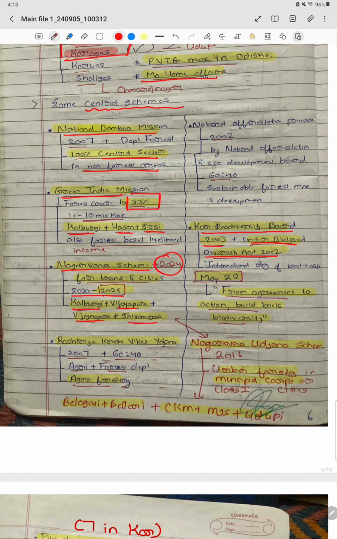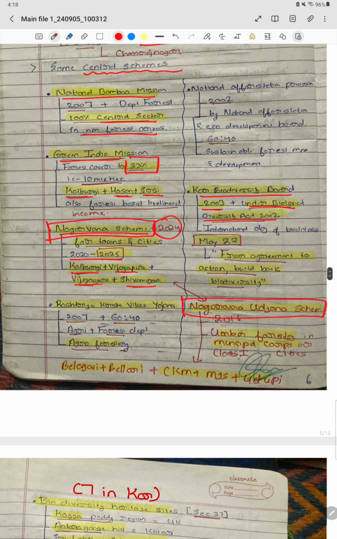When is the International Biodiversity Day? It is on March 22, and the theme for the year 2024 is From Agreement to Action, Building Back Biodiversity. Then we also have the Nagaravana Udyayana scheme. So there are two similar schemes. We should know the difference between them.